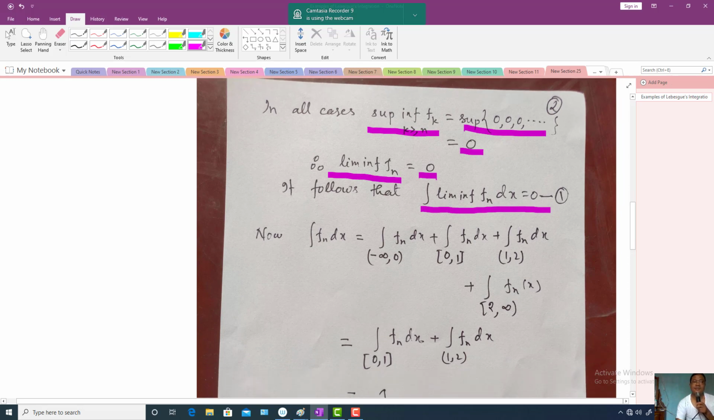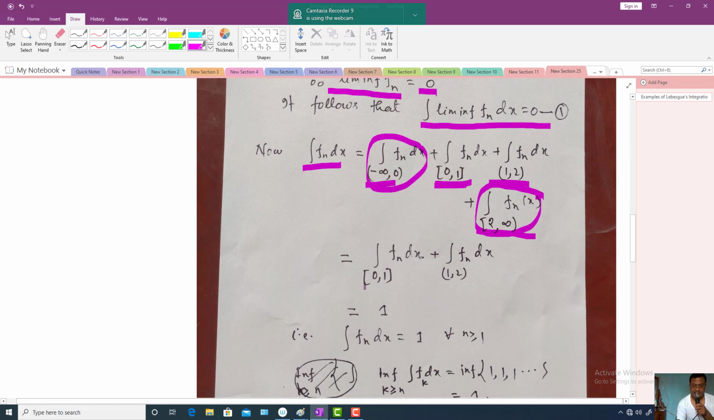So next let us see, the integration of fn dx can be written in this form: integration from minus infinity to 0, then from 0 to 1 in this domain, then from 1 to 2, then from 2 to infinity. All right, in case x is a member of minus infinity to 0, it is not in [0,2], therefore the characteristic function value is 0, so this part will be 0. Similarly beyond 2, the characteristic function is also 0, therefore this is also 0. So only these two terms remain: the integral over the closed interval [0,1] of fn dx plus the integral over the open interval (1,2) of fn dx.